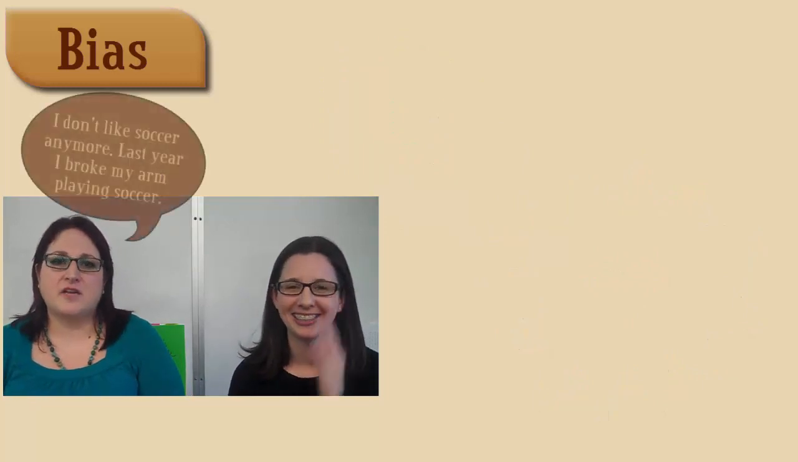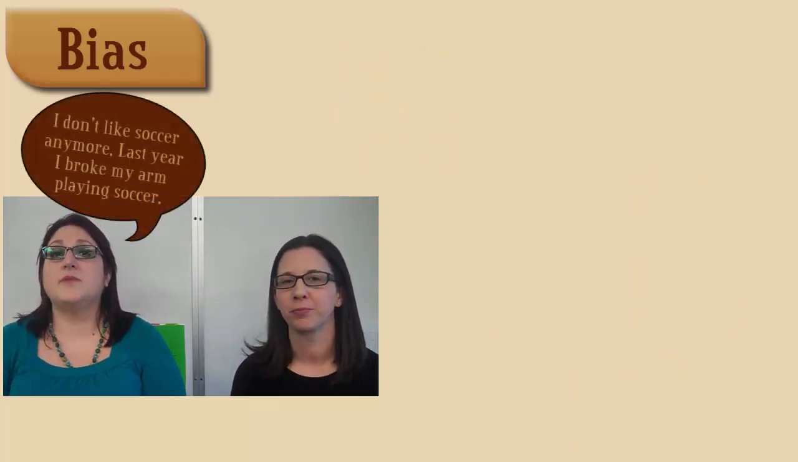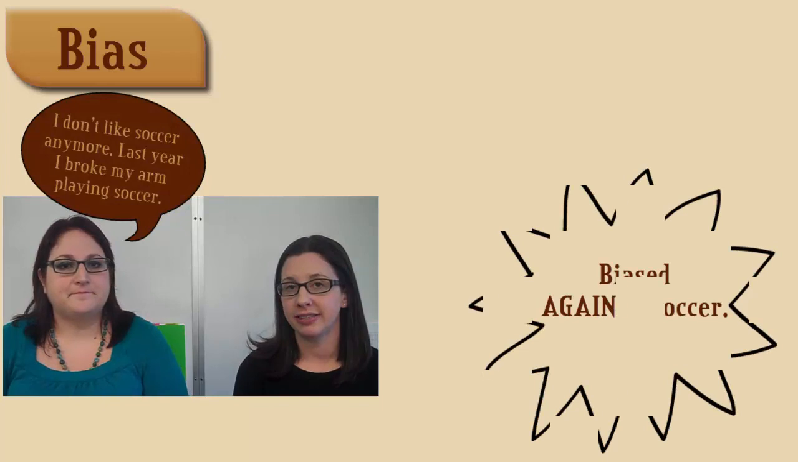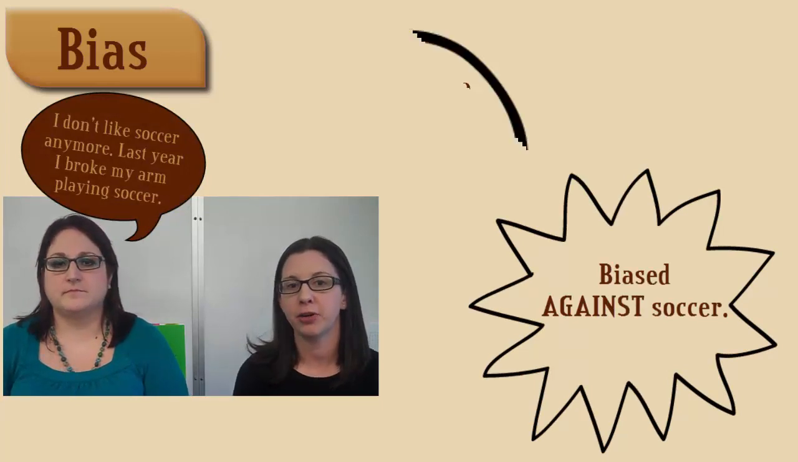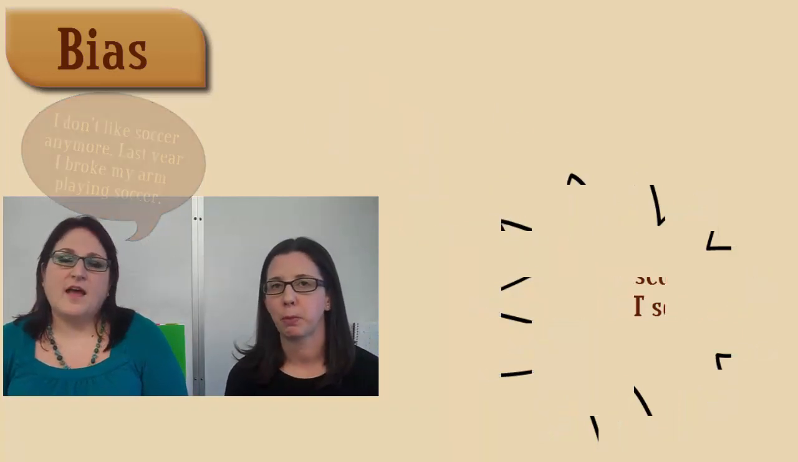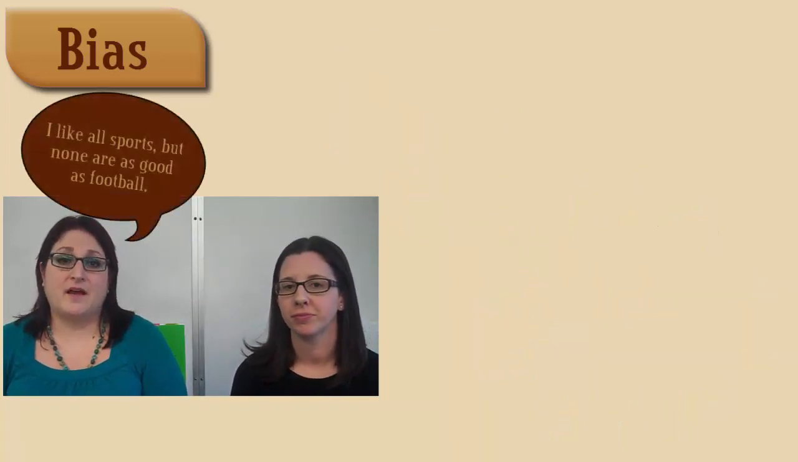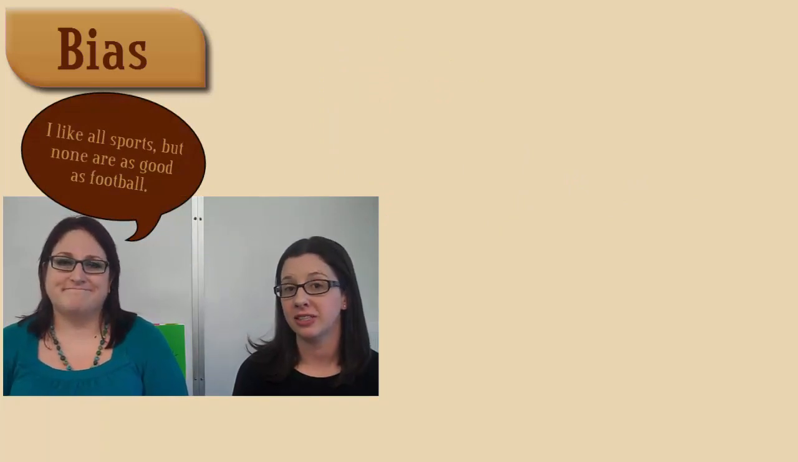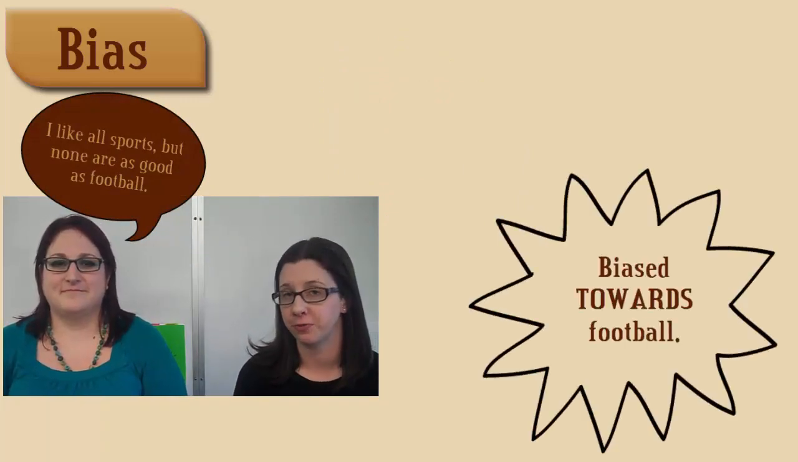I don't like soccer anymore. Last year I broke my arm playing soccer. So this is an example of bias against soccer. The person thinks about his or her broken arm when she thinks about soccer, so therefore she's biased against soccer. I like all sports, but none are as good as football. This is bias because the speaker favors football.